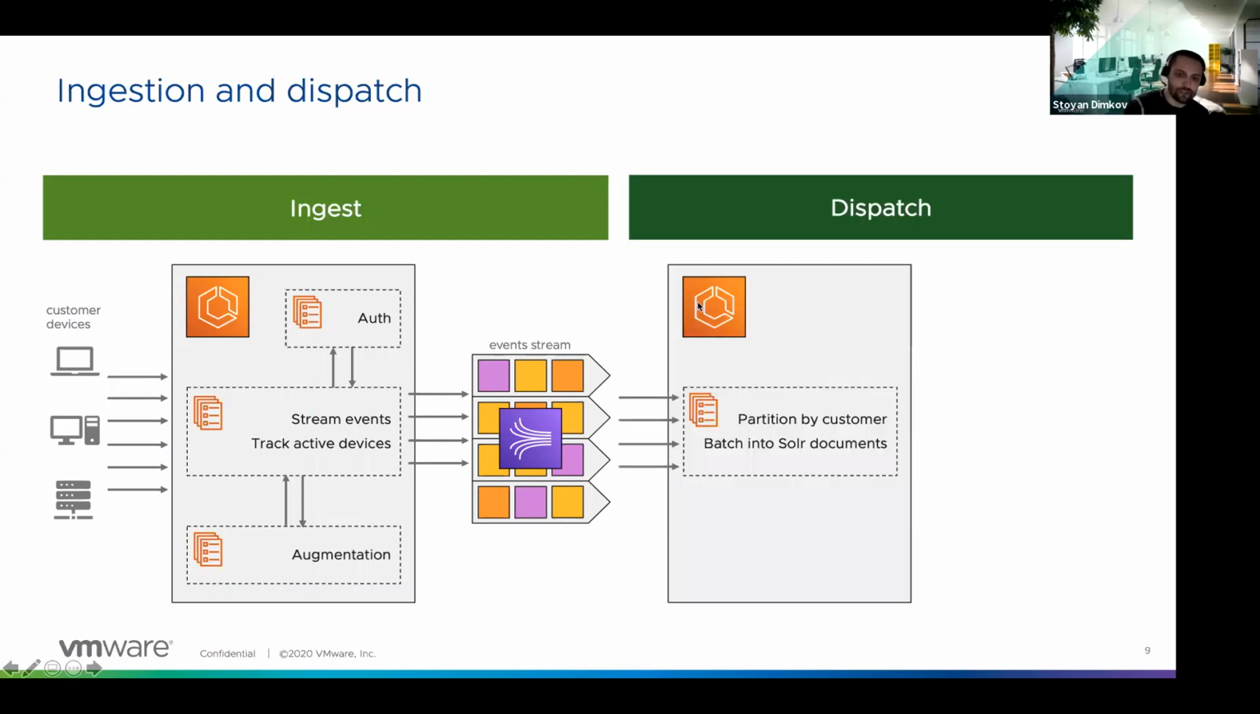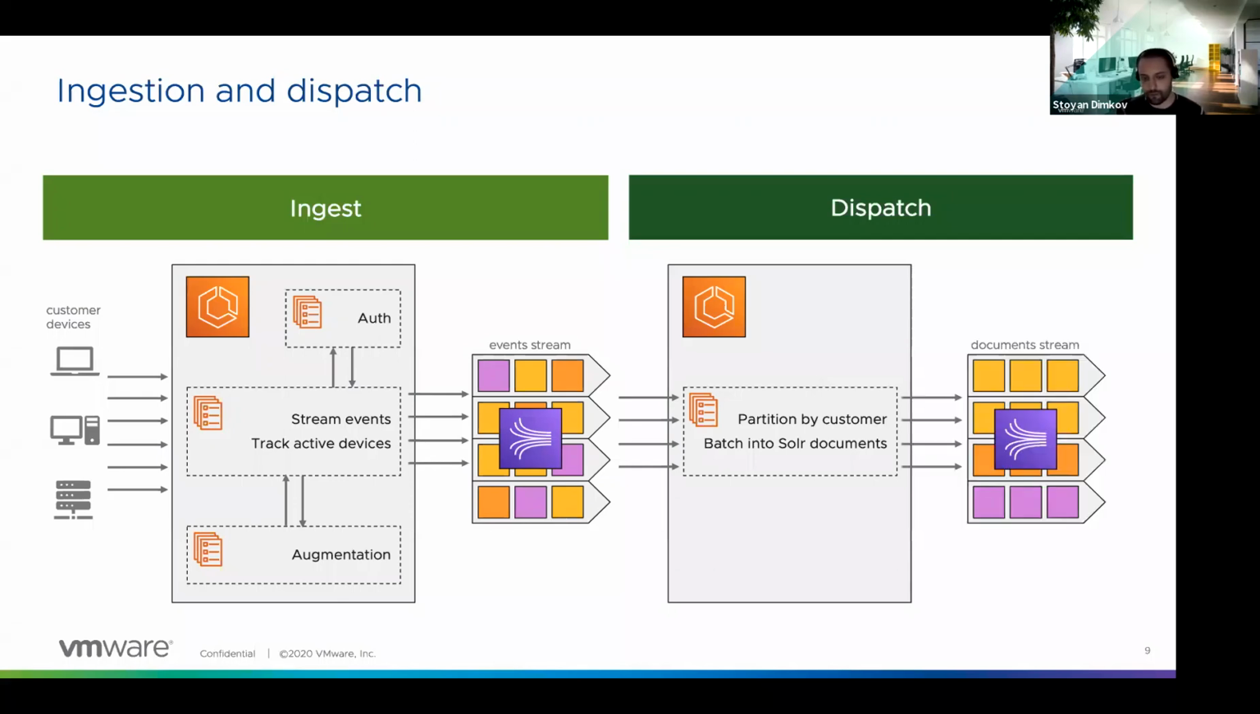Then things dramatically change on the dispatch part of our system. At that point, we start caring about the data. The 2 main things we want to achieve are that we need to partition it by customer, and we need to convert it into a more efficient form that's more capable of indexing. So we convert it to documents that we want to prepare for indexing, and we partition by customer.